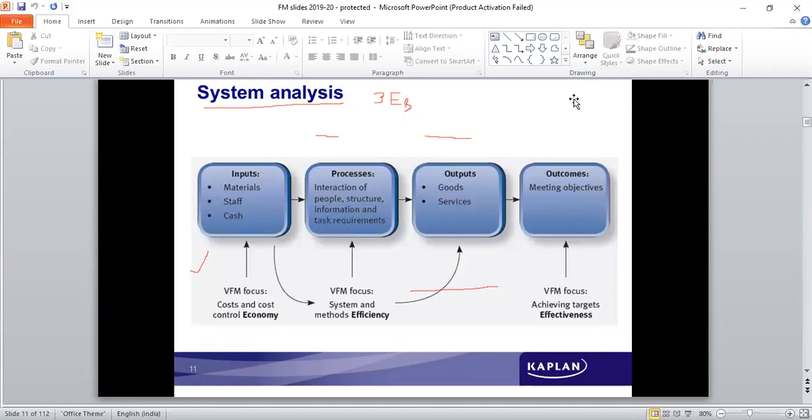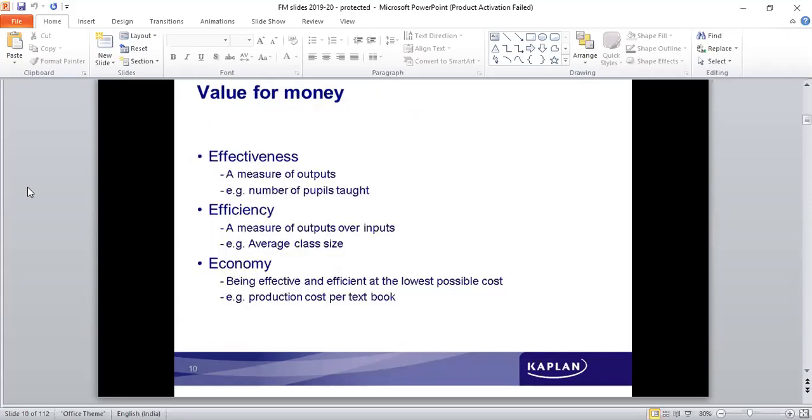Excuse me, ma'am. Yes, yes, ma'am. Please explain that example, average class size. Ma'am, previous slide. Yes, yes, yes. Effectiveness is given. I mean, there is one example which runs through all these three E's.